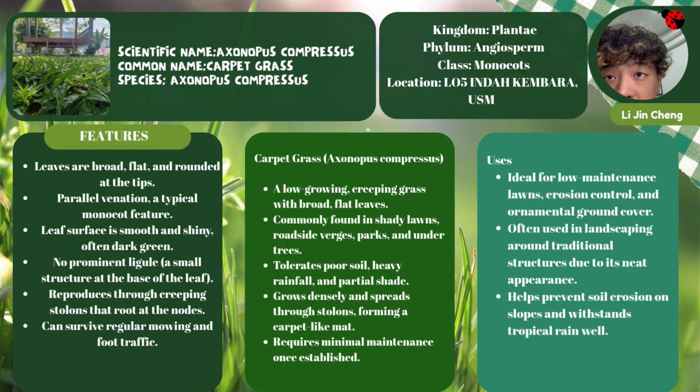Then the carpet grass, a low-growing creeping grass with broad, flat leaves, commonly found in shady lawns, roadside ridges, parks, and under trees. It tolerates poor soil, heavy rainfall, and partial shade. It grows densely and spreads through stolons to form a carpet-like cover.